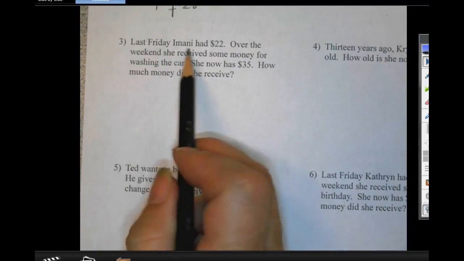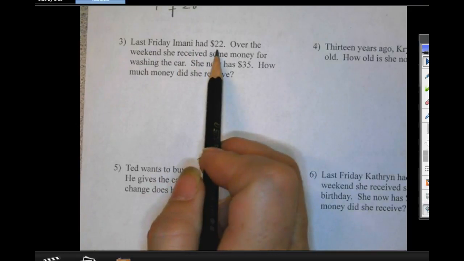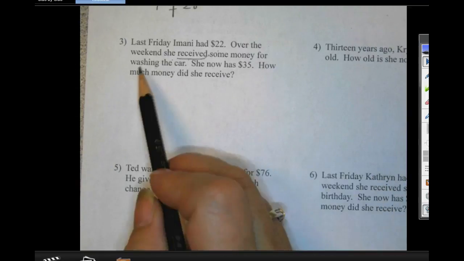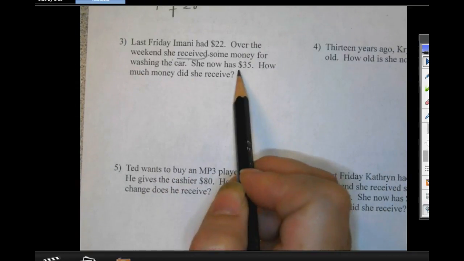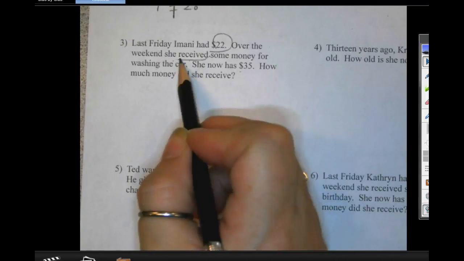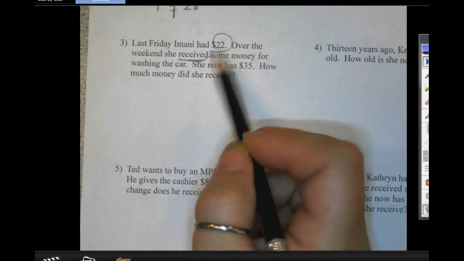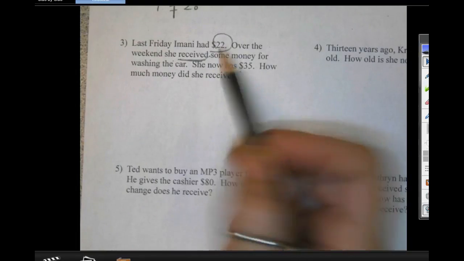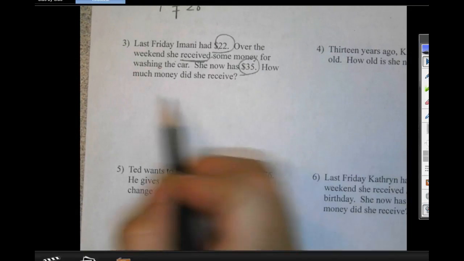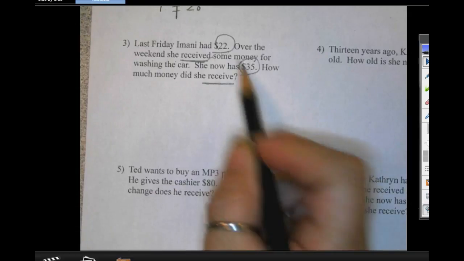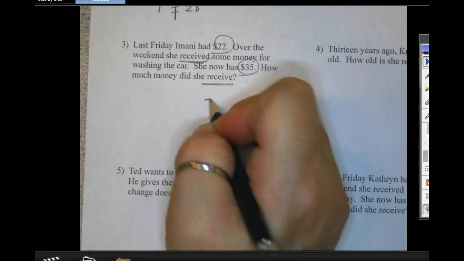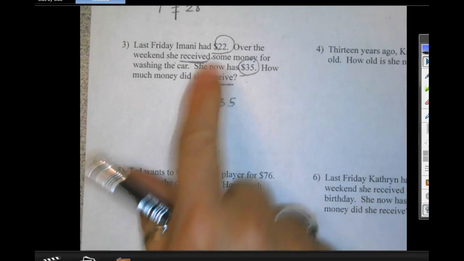It says, last Friday, Imani had $22. Over the weekend, she received some more money for washing the car. She now has $35. So $22 is important. She received some money. So what does that mean? Did her number go up or down? Up. It went up. So now she has $35. Okay. How much money did she receive? So we don't want to know how much she has now. We already know that, right? It equals $35, right? What did she start with?